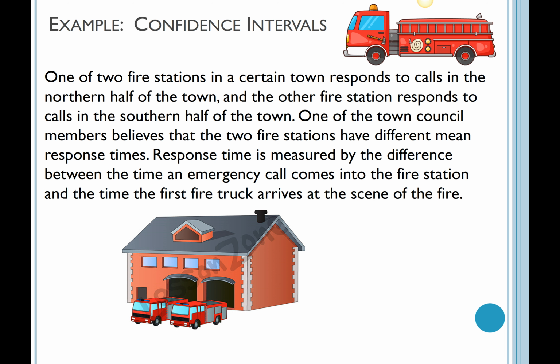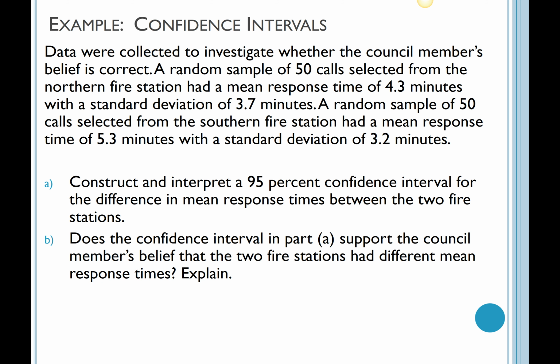Our example is going to be about two fire stations within a certain town. One fire station responds to calls in the northern half of the town, and the other responds to the calls in the southern half. So you have one in the north and one in the south. One of the town council members believes that the two fire stations have different mean response times. The mean response time is measured by the difference between the time an emergency call comes in to the fire station and the time that the first fire truck arrives at the scene of the fire. Data were collected on this information to investigate whether the council member's belief is correct.